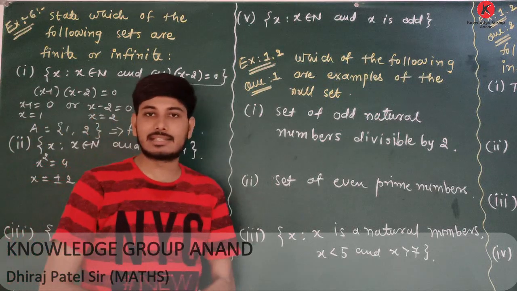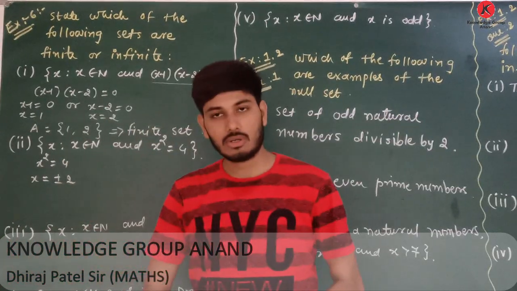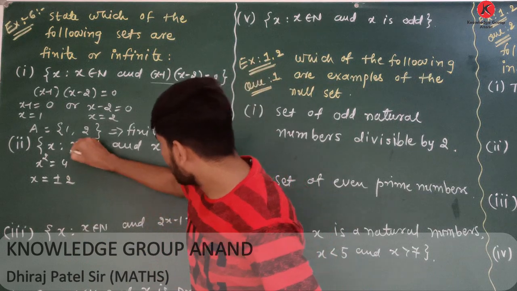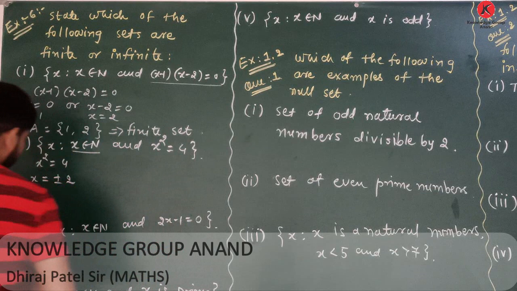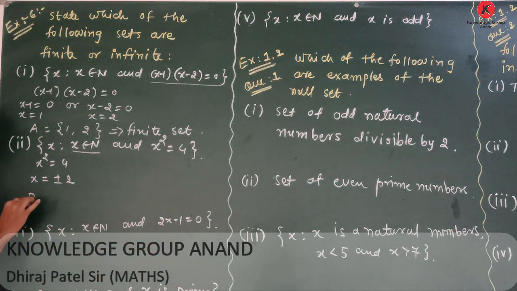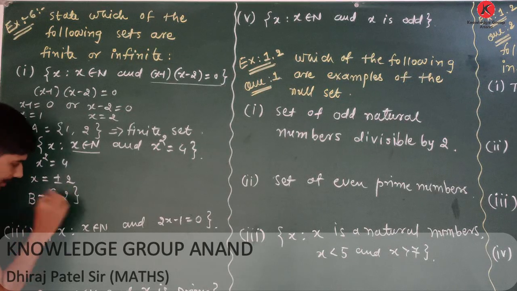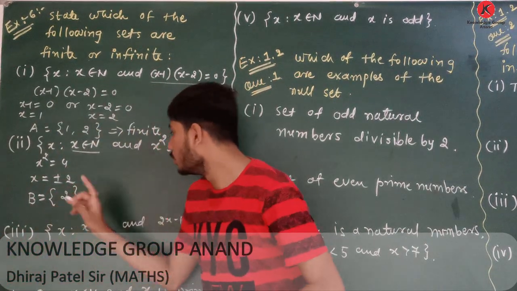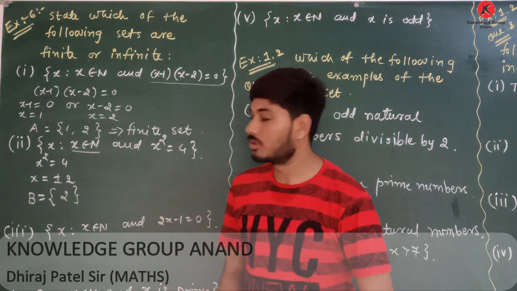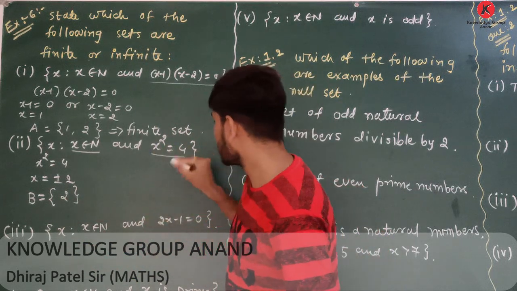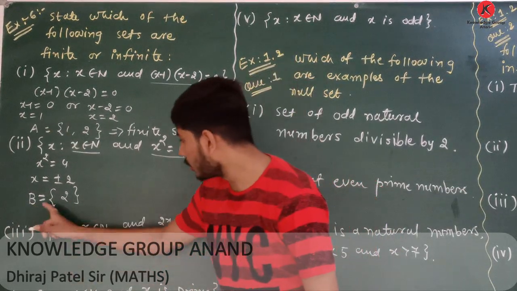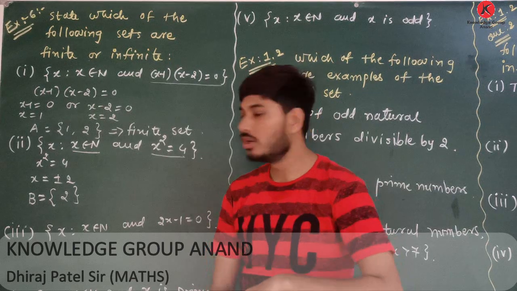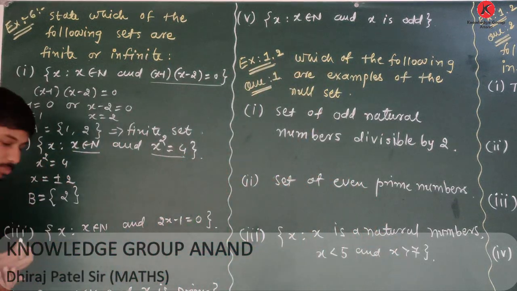That means x is equal to plus or minus 2. Now, they have given the condition x belongs to N. That means natural numbers. Therefore, you have to write the set. I am naming the set B, with only natural numbers. That means minus 2 is not a natural number. Therefore, you have to write the value of x which satisfies these two conditions. Therefore, we obtain the set B equals {2}. This is the roster form of question number 2.